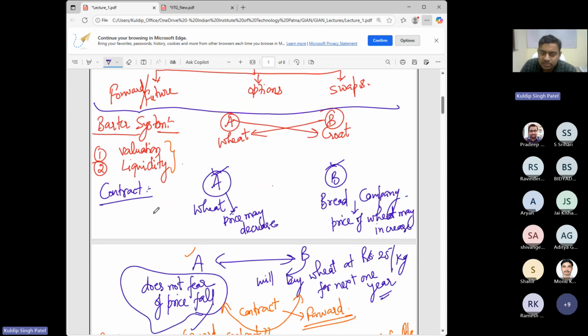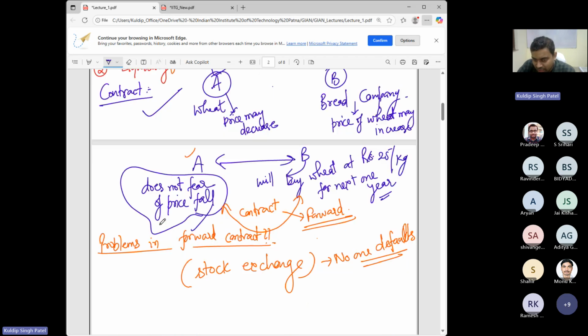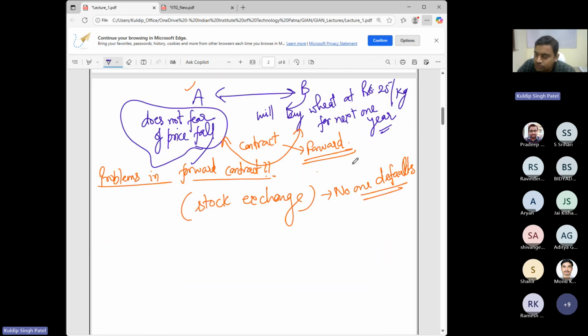I discussed the very first one, the forward contract, but we saw that there are issues in the forward contract. However, when a stock exchange comes into the picture, then no one defaults and it is still traded. I mean, forward contracts are still used. But now we are going to get another kind of contract. So how does this stock exchange play a role?